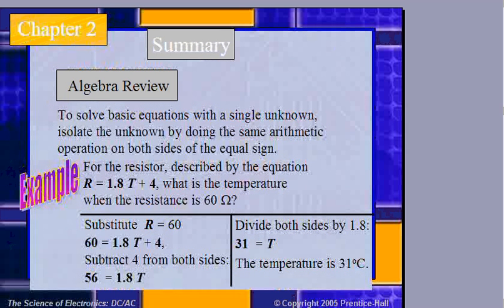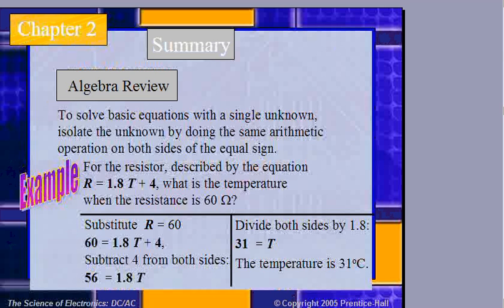To solve the basic equation with a single unknown, isolate the unknown by doing the same arithmetic operation on both sides of the equal sign. For the resistor described by the equation R equals 1.8 T plus 4, what is the temperature when the resistance is 60 ohms? So we need to put a 60 in for R. So our equation becomes 60 equals 1.8 times T plus 4.